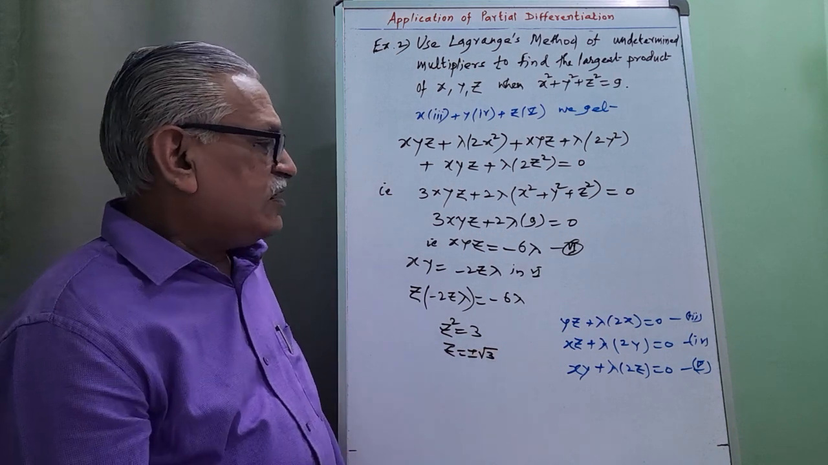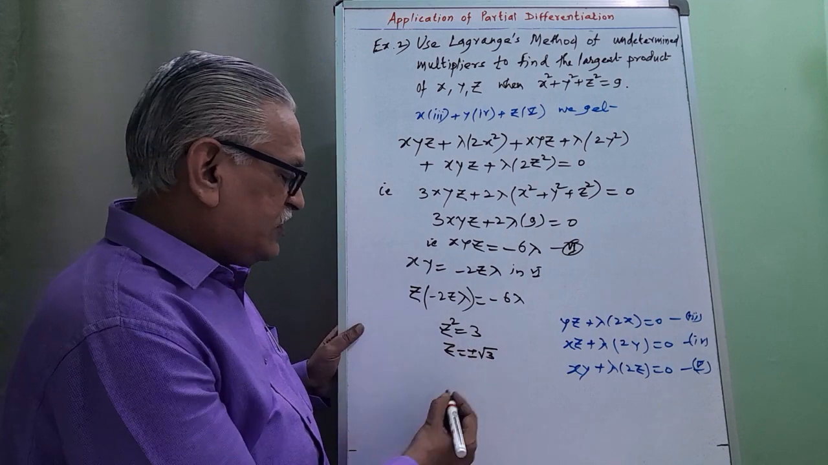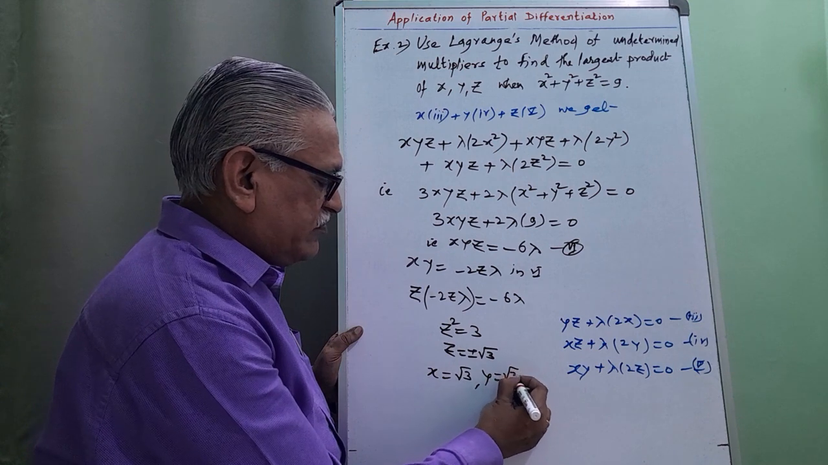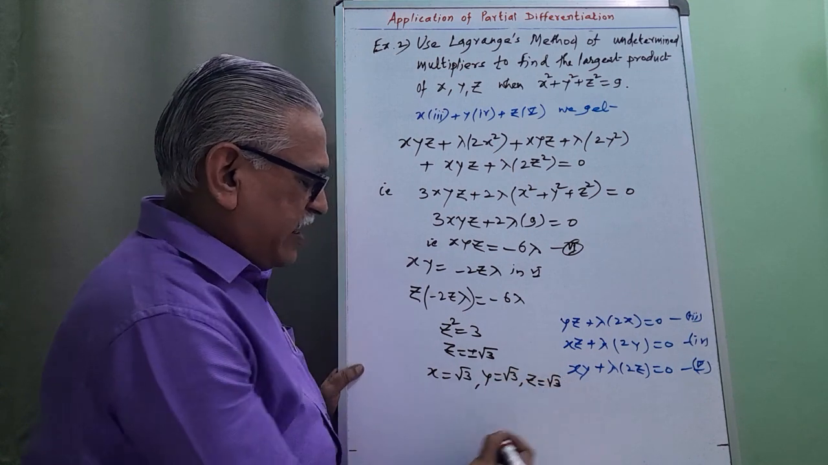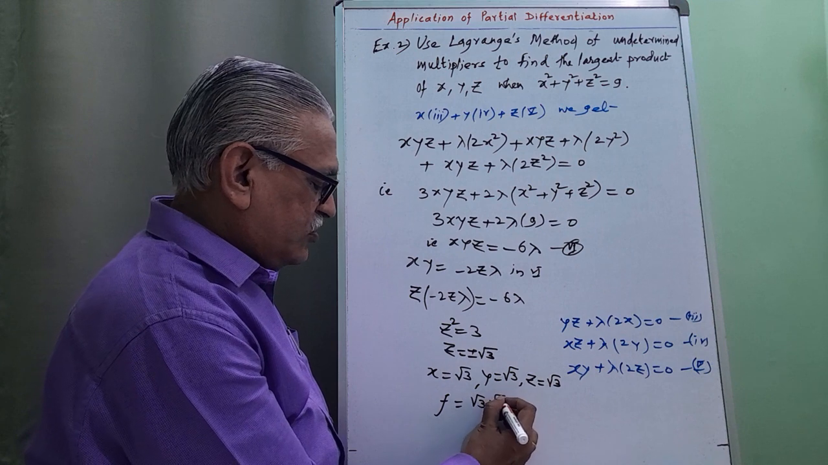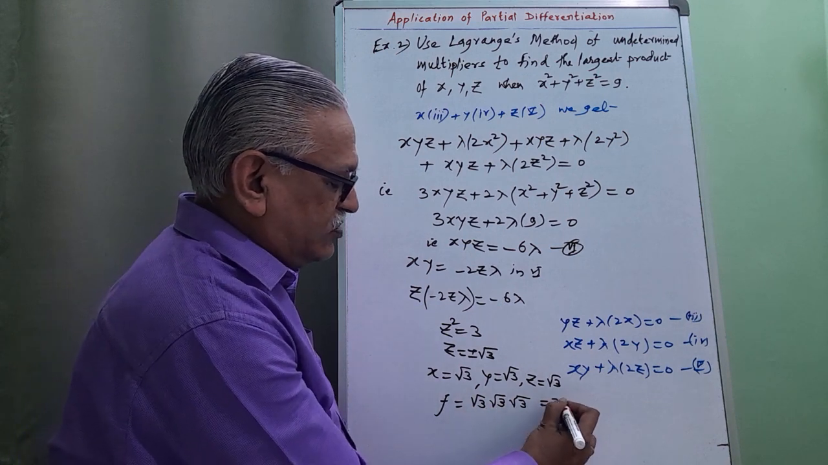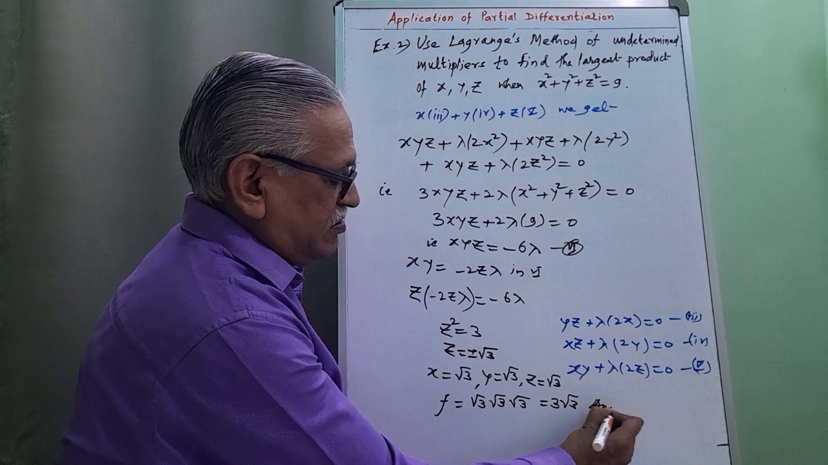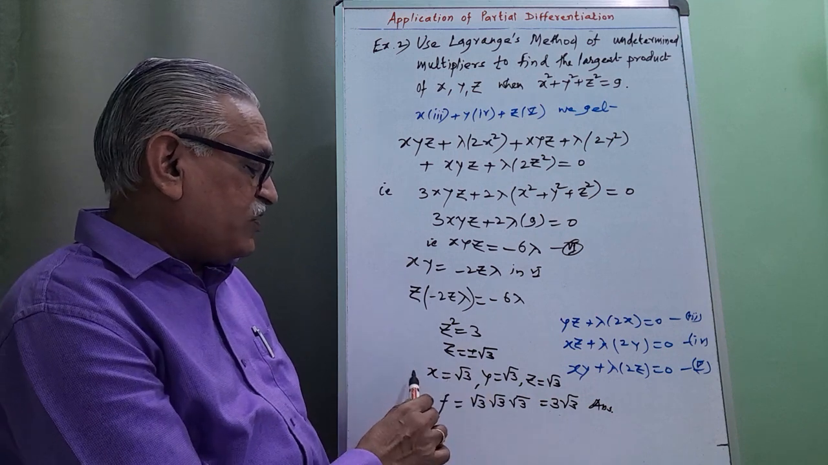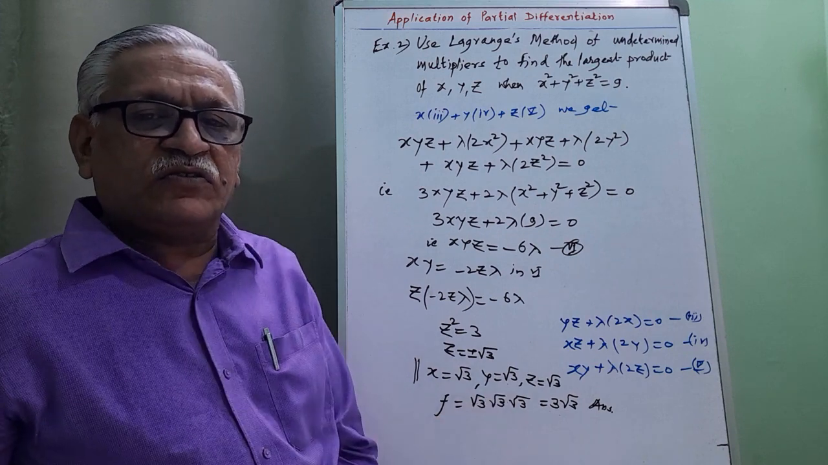And therefore we consider the values with positive sign, neglecting the negative terms, and therefore the solution is x is equal to root 3, y is equal to root 3, and z is equal to root 3. And therefore the largest product is a product of these three. Therefore it is root 3 into root 3 into root 3. That product is 3 into root 3. Therefore the value of the largest product is 3 into root 3. And for what values do we get that value? x is equal to root 3, y is equal to root 3, and z is equal to square root of 3.